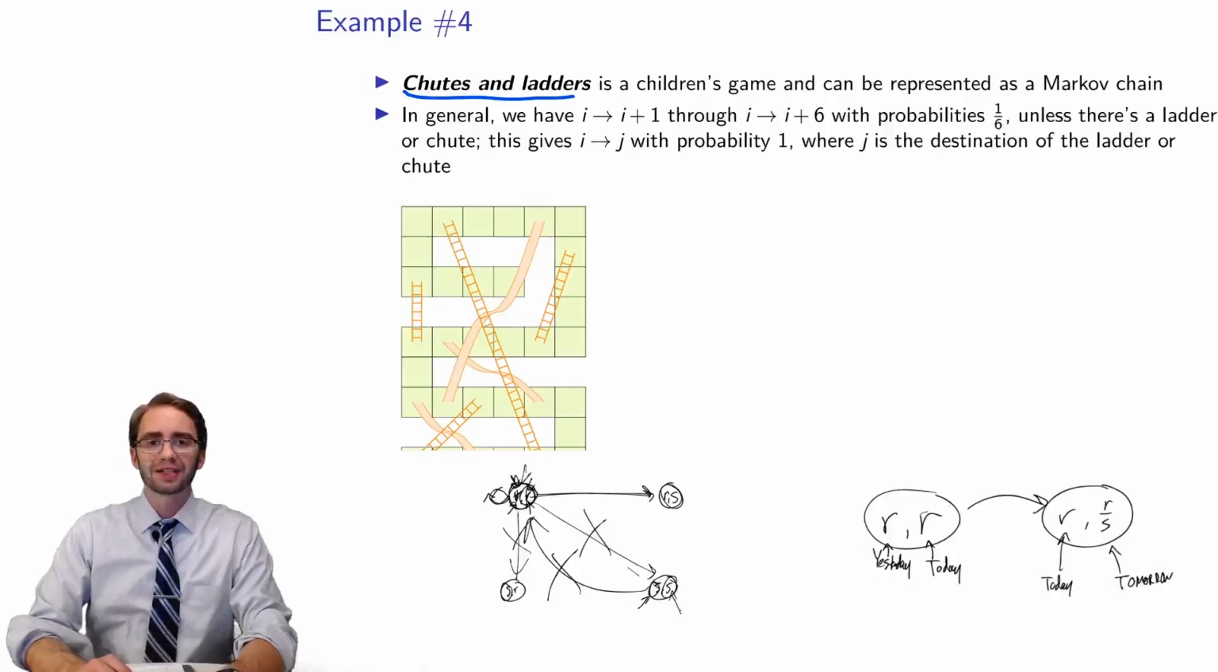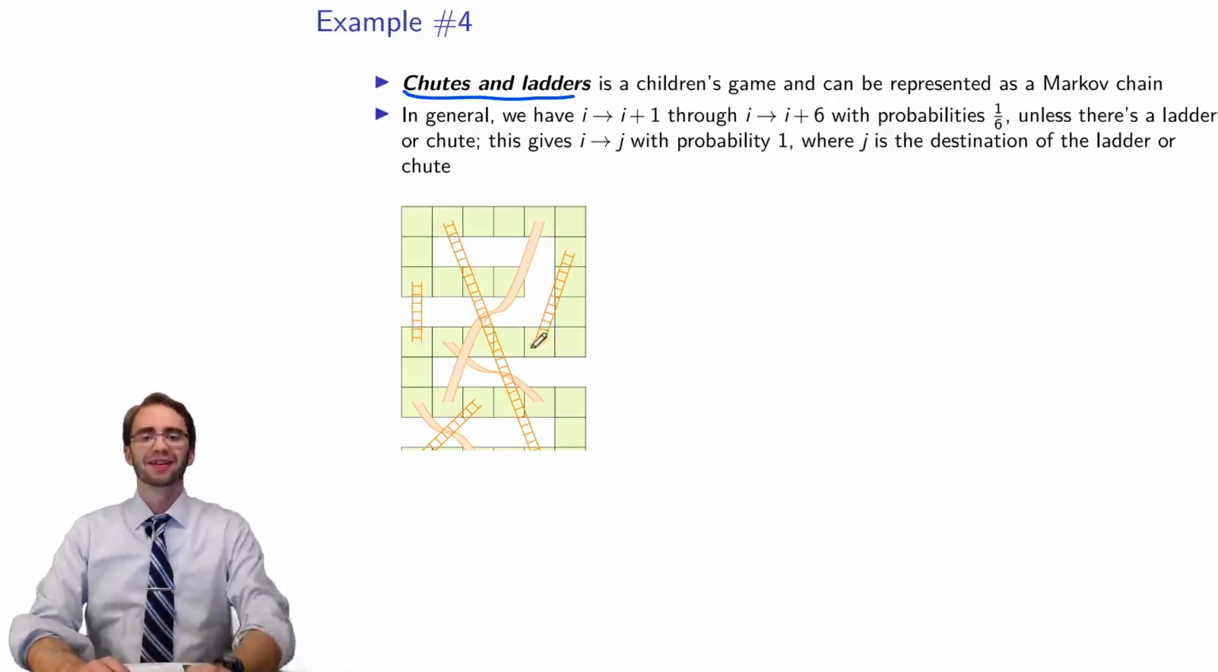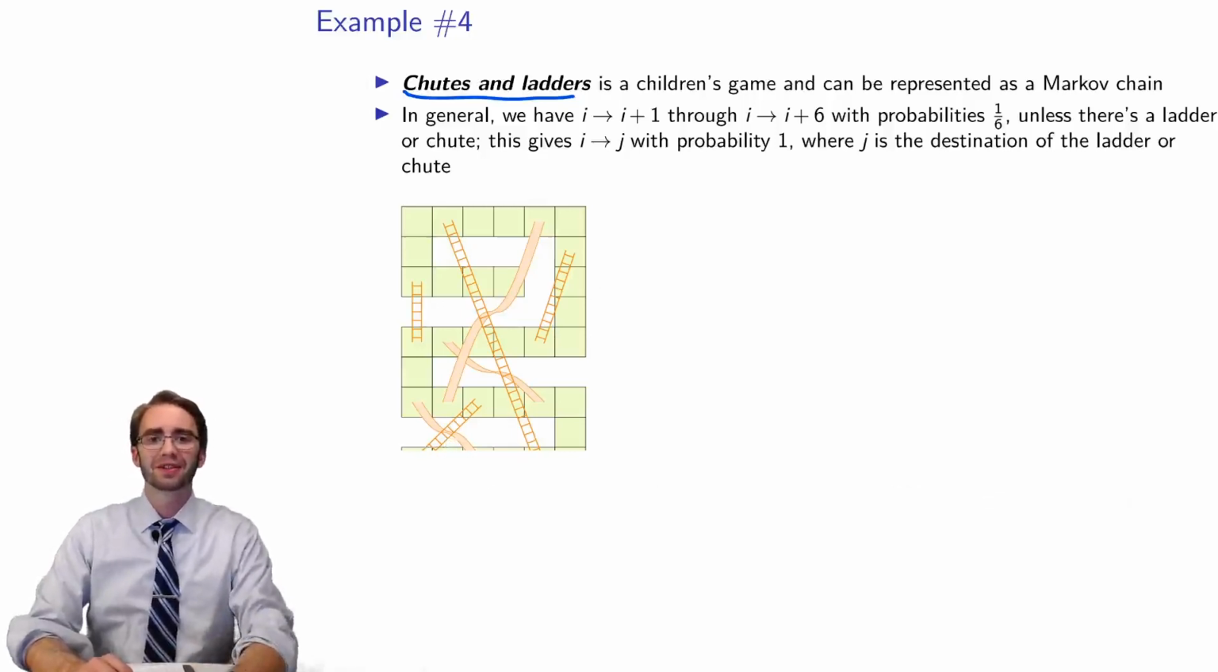We'll say I start here. Maybe my little player starts there, and then you roll some dice, and let's say I roll a 5, and then I would land over here.